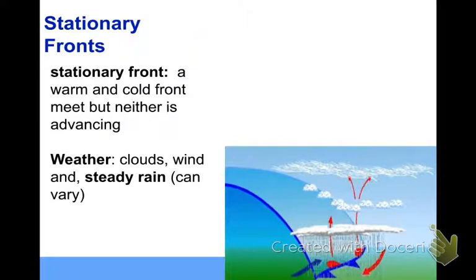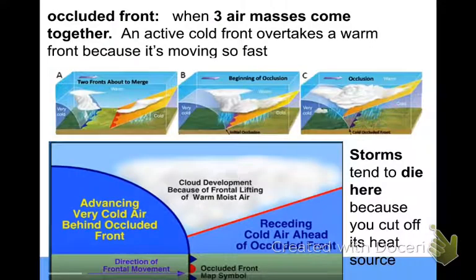And our last front, if the screen will move. There we go. Okay, our last front is an occluded front. So everybody say occluded. An occluded front is when you have 3 air masses that are coming together. Okay, 3 air masses. All the other ones have only had how many? 2. Well, now we have a third one coming into play. So 3 air masses are going to come together.